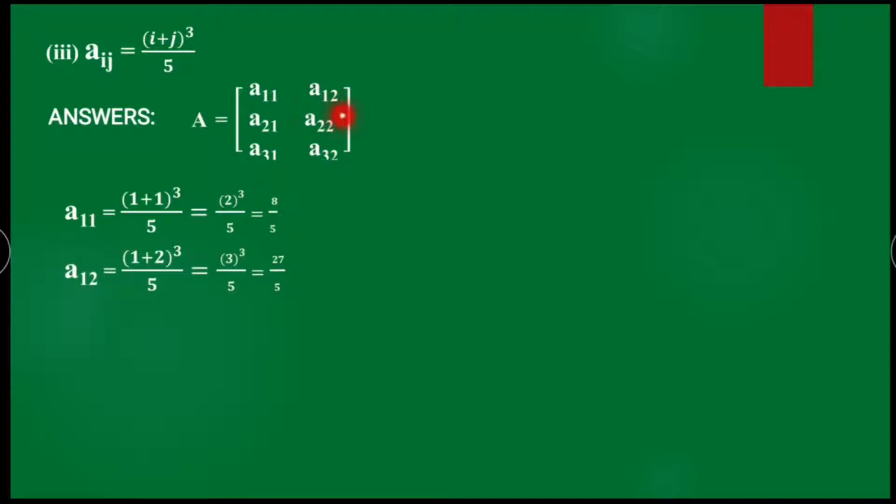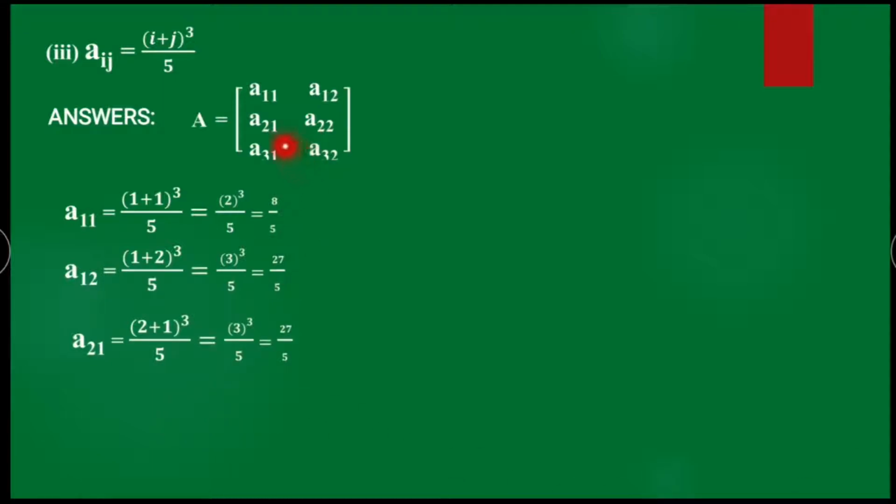Then next we find A12. For A12 we replace i by 1, j by 2. So write in numerator 1 plus 2 bracket cube upon 5. So 1 plus 2 is 3. We get 3 cube. So 3 cube is 27. So we get here A12 as 27 upon 5.